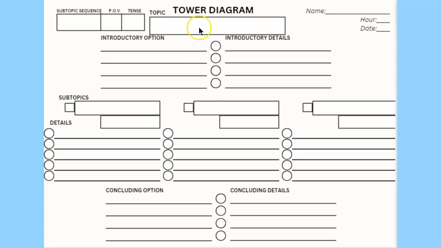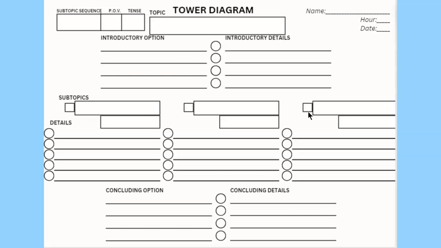Other things that are similar, there's a box for the topic, and there are circles for showing the order in which details will be written. You'll use the topic box and these circles just like you did on the paragraph diagram. You'll use the circles to indicate the order in which the details will occur in each paragraph. And you'll use the squares over here to indicate the order in which you will discuss each subtopic.